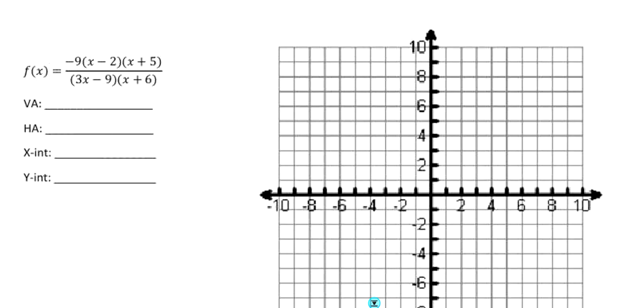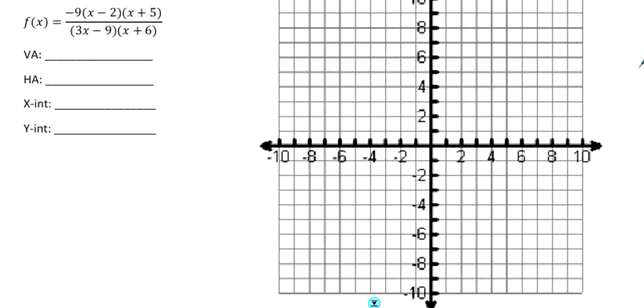Here we go. Again, following TBB0. Okay, so the 0 is on my top. Now this -9 is not a factor, so I don't have to worry about it. So my x-intercepts are at +2 and -5.